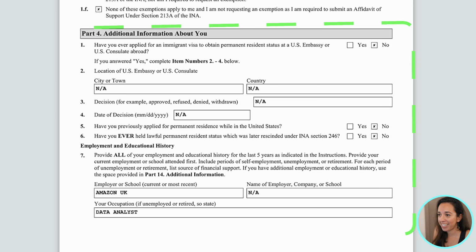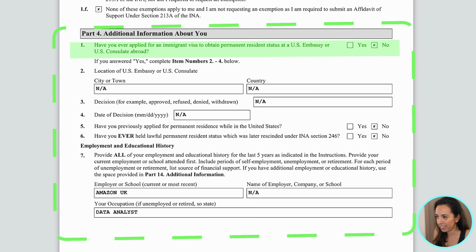Part 4 asks, have you ever applied for an immigrant visa to obtain permanent residence status at a U.S. embassy or U.S. consular abroad? You're going to select no. You may be confused, but you'll select no because we only filled out the DS-160, which is for non-immigrant visa applicants. As we selected no in question 1, we do not need to answer questions 2 through 4.